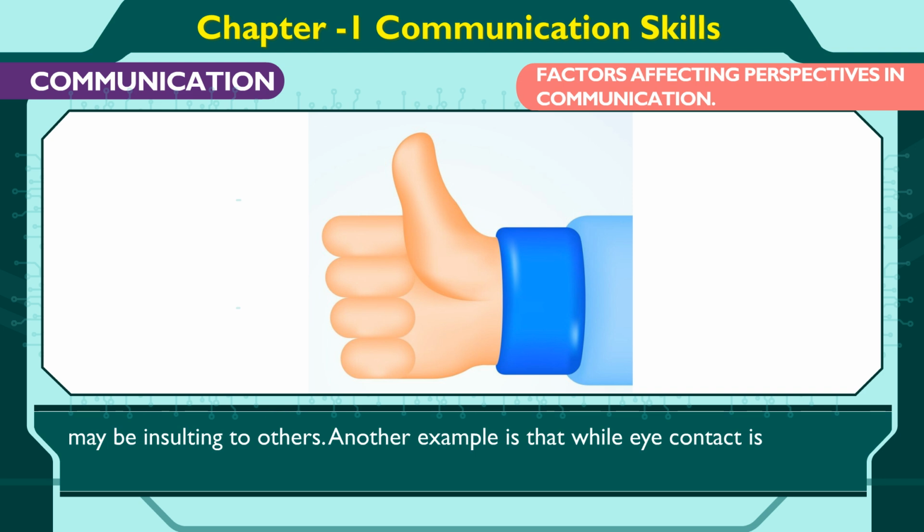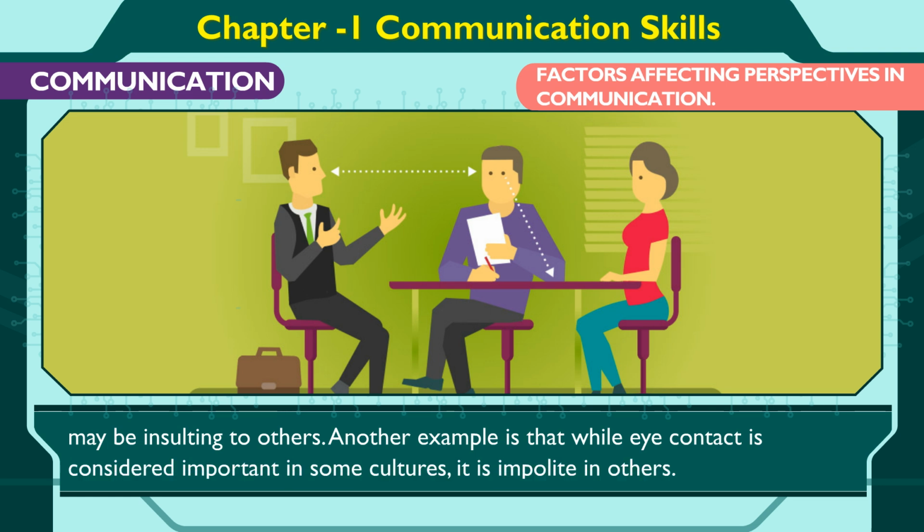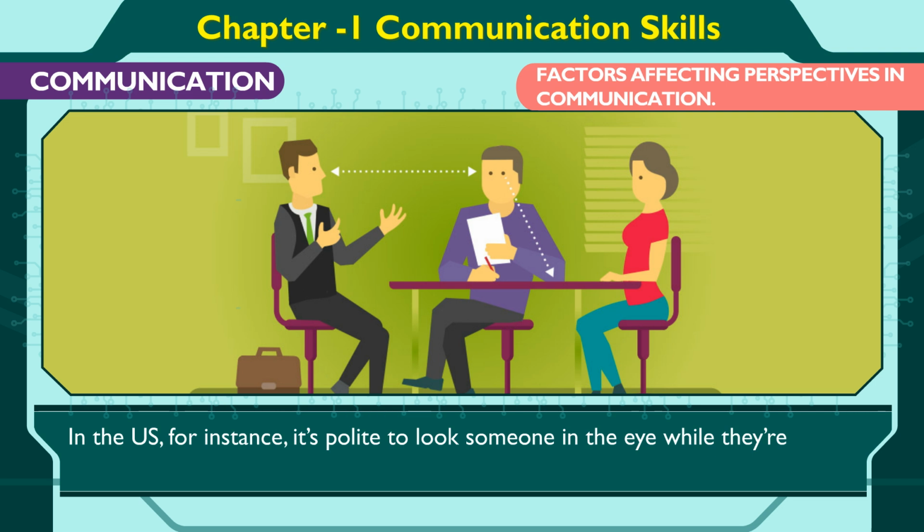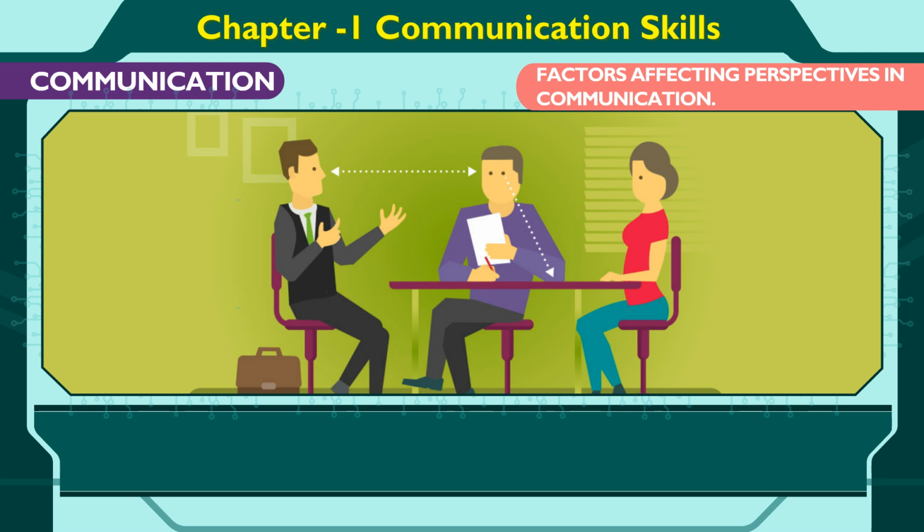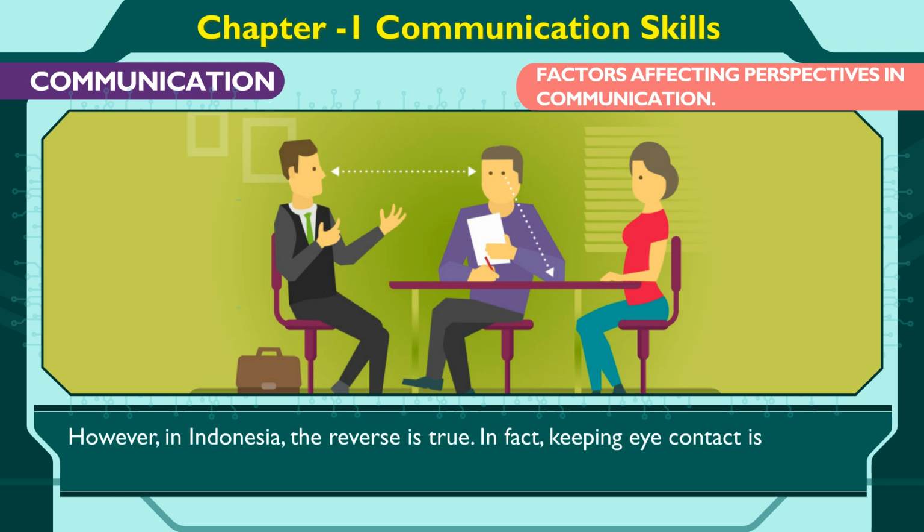Another example is that while eye contact is considered important in some cultures, it is impolite in others. In the US, for instance, it's polite to look someone in the eye while they are speaking to you. However, in Indonesia, the reverse is true. In fact, keeping eye contact is considered disrespectful.